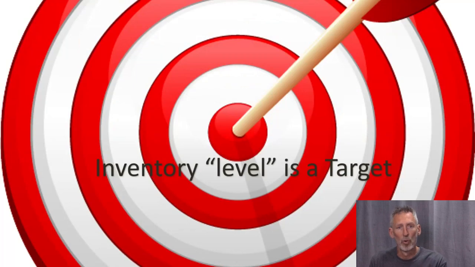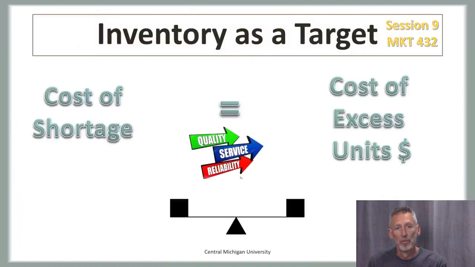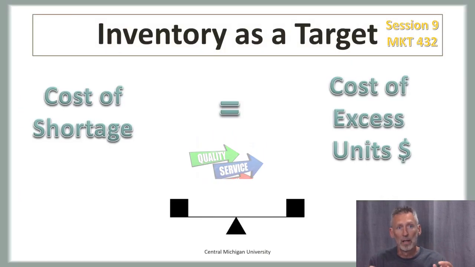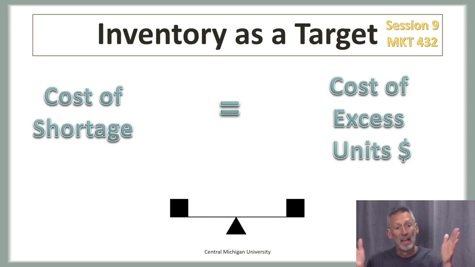All right, so when we look at inventory level, it's a target. It's a target that we're trying to maintain within our organization. What we're trying to do with that target is balance out the cost of a shortage with the cost of holding excess inventory. In either case, there is a cost. It's all about trying to balance those two costs out.